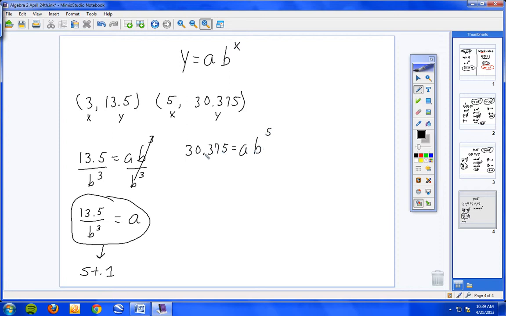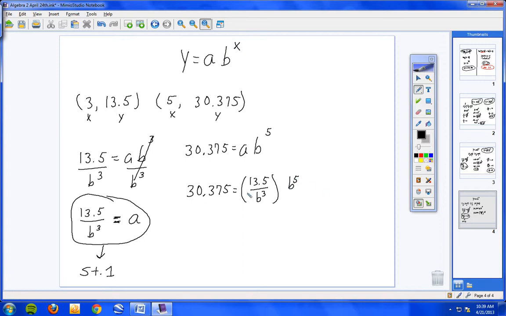Good. And then it says to take your equation from step 1 and also substitute that into your model. So here's the equation from step 1. What does a equal? A equals 13.5 over b cubed. So where a is, and I know that's kind of weird and a little annoying to have decimals, but it's not going to kill you. It's totally fine. Where the a is, I'm going to substitute 13.5 over b cubed. And then, of course, I have b to the 5th right here.